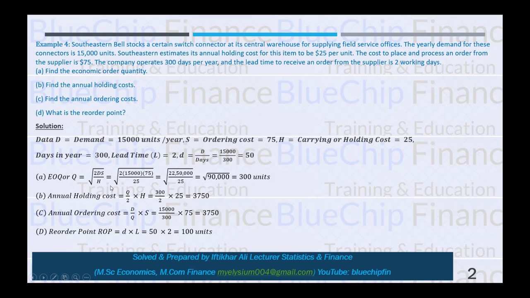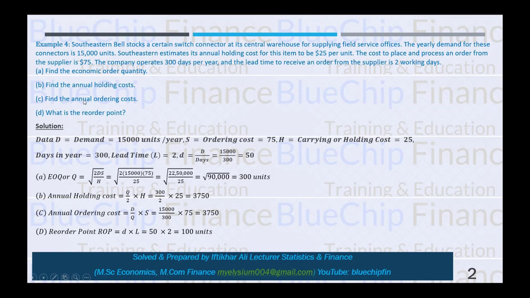After that, annual holding cost, we already discussed that it is always equal to Q divided by 2 multiplied by H, or we can say economic order quantity divided by 2 multiplied by holding cost. So Q we already calculated here, that is 300 divided by 2 multiplied by holding cost, that is 25. So annual holding cost is 3750.